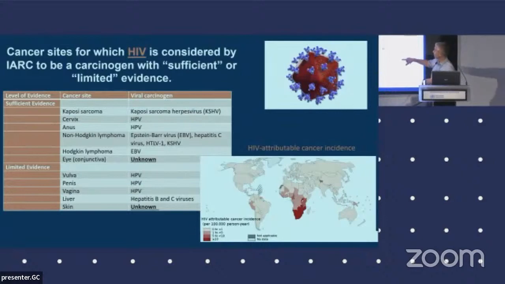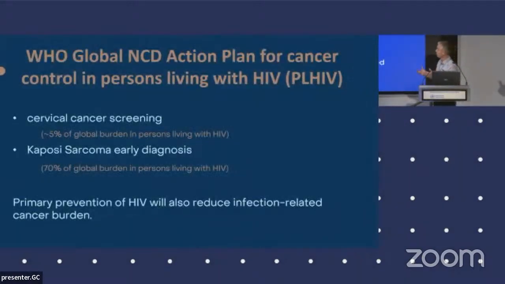But when we put together the data, at least on Kaposi sarcoma, cervix, and anus, and look at the burden of additional cancer attributable to HIV, that wouldn't exist in the absence of HIV, you can see that the HIV-attributable cancer is really specific and high in sub-Saharan Africa, where the burden of HIV prevalence at the population level is so high. In terms of prevention, the WHO Global NCD Action Plan does include cancer control among persons living with HIV, with a particular focus on cervical cancer screening, which is so important for this high-risk population.